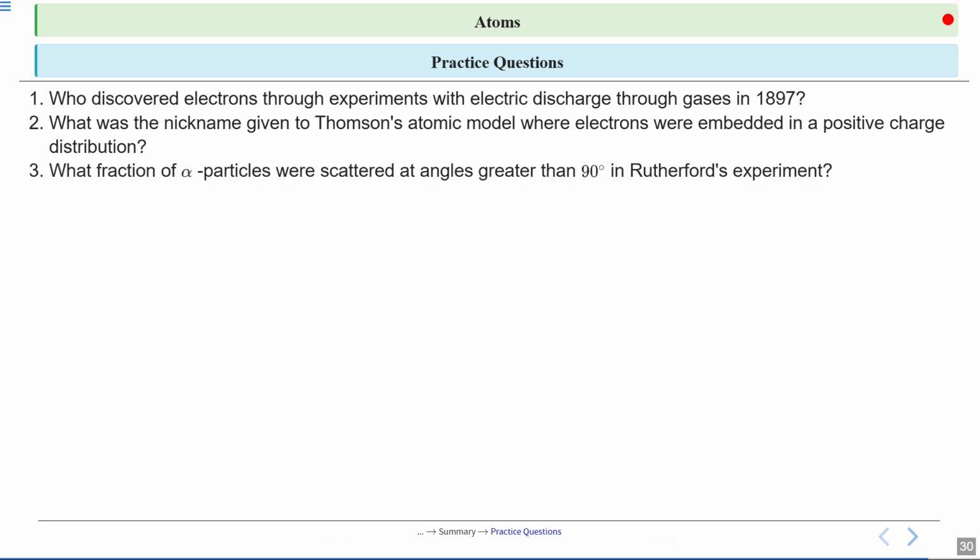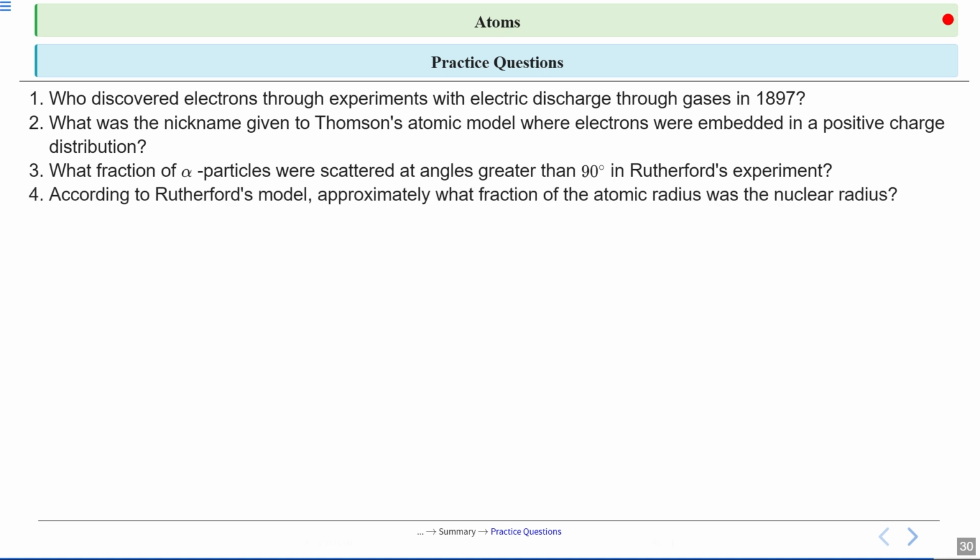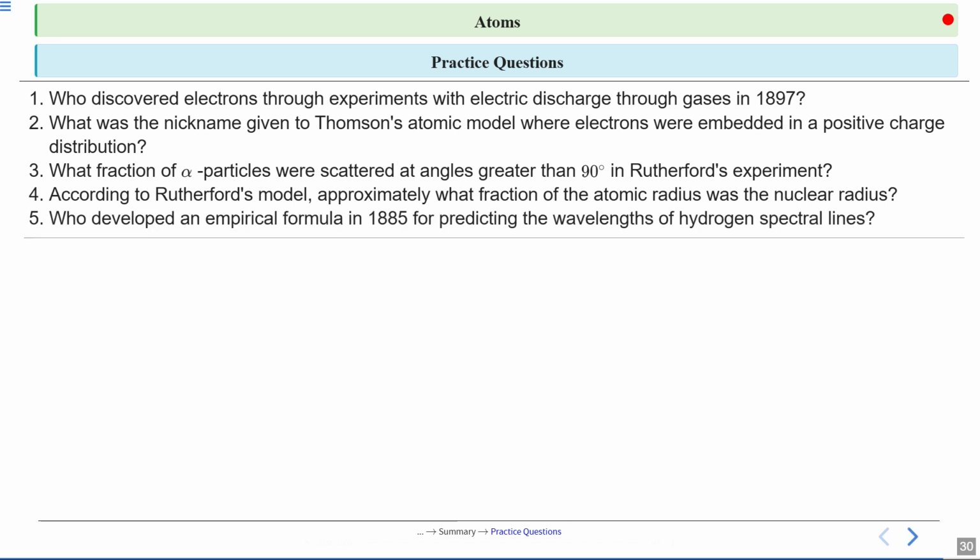In Rutherford's famous gold foil experiment, he found that only a tiny fraction of alpha particles were scattered at angles greater than 90 degrees. What fraction of these alpha particles were scattered at angles greater than 90 degrees in Rutherford's experiment? According to Rutherford's model, the nucleus is extremely small compared to the overall size of the atom. Approximately what fraction of the atomic radius was the nuclear radius? And finally, let's look at the hydrogen spectra. Who developed the empirical formula in 1885 for predicting the wavelengths of hydrogen spectral lines?